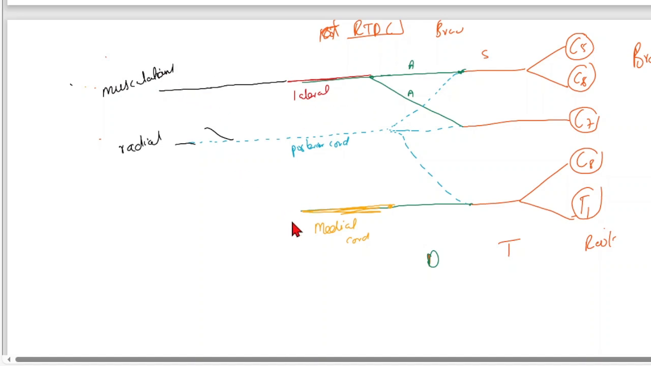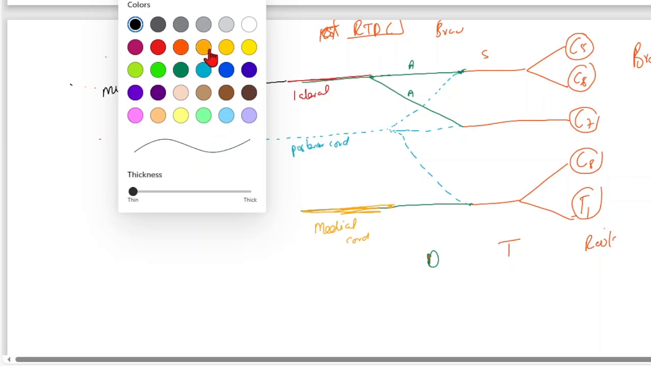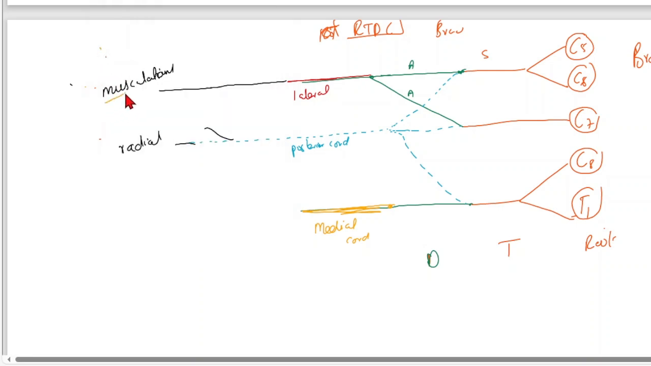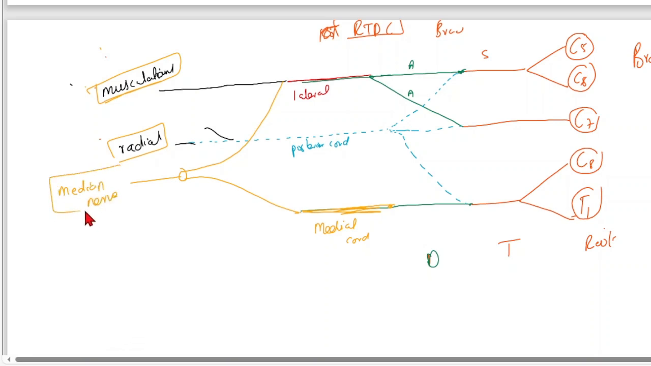Cutaneous nerve, okay. The medial cord. Now you have to understand that there is also the median nerve. We have discussed the musculocutaneous nerve and radial nerve. Two main nerves are discussed, okay. Now from the medial cord there is one medial branch, and one branch from the lateral cord. They move here and combine and form a nerve that is called the median nerve, okay.